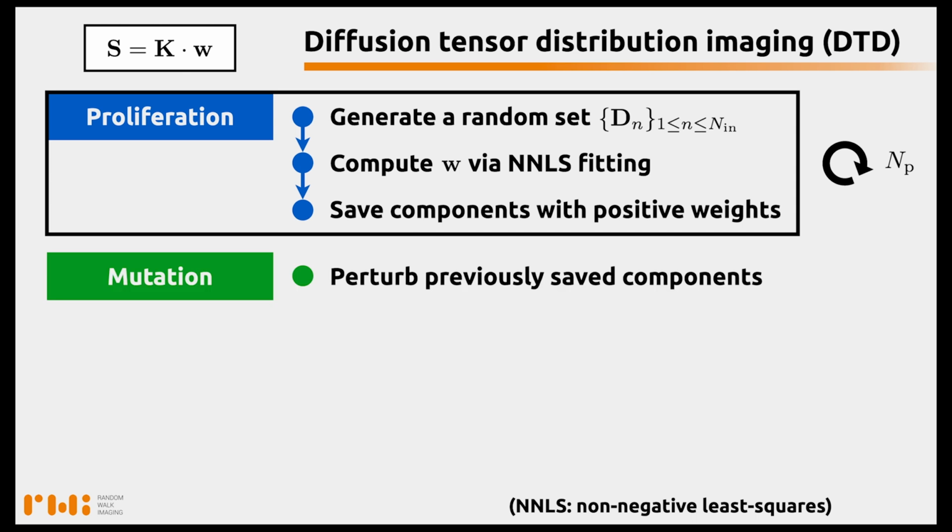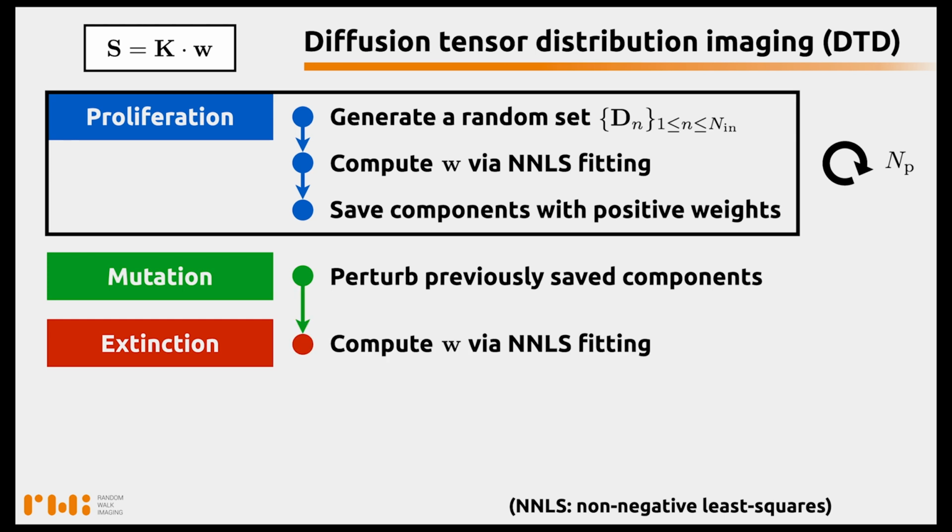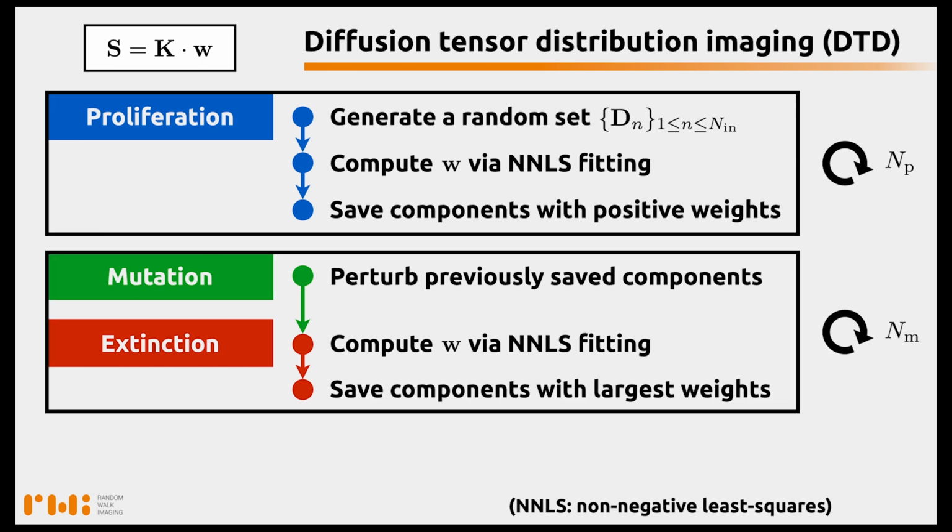The next step is called mutation. We perturb the previously saved components. Each mutated component is put in competition with the original components in this extinction phase. First, we compute the weight vector Wn using non-negative least squares fitting, and finally we save the components with largest weights. This step is repeated Nm times, the number of mutations.